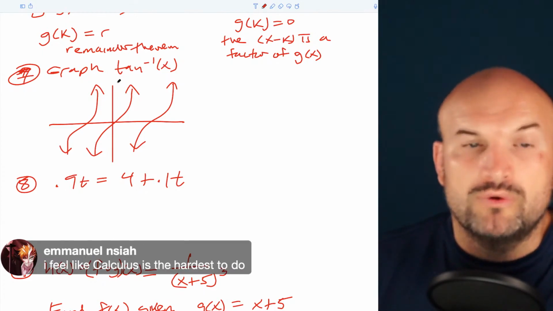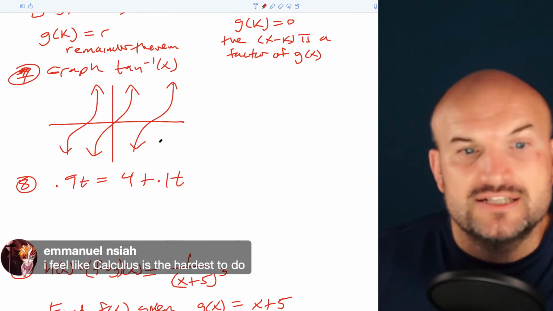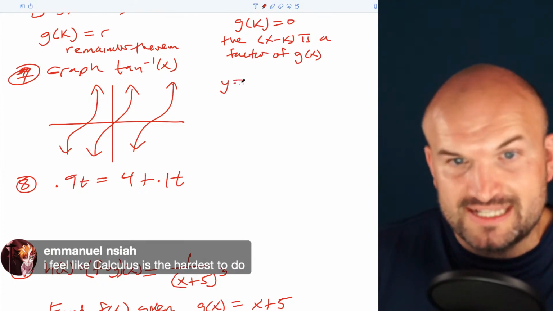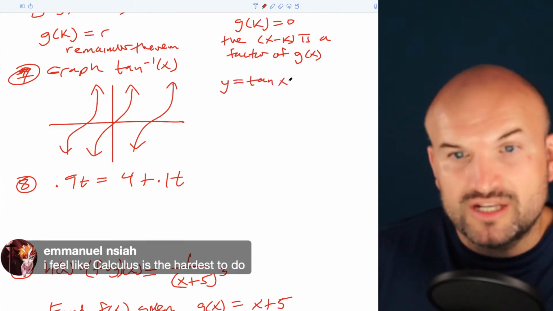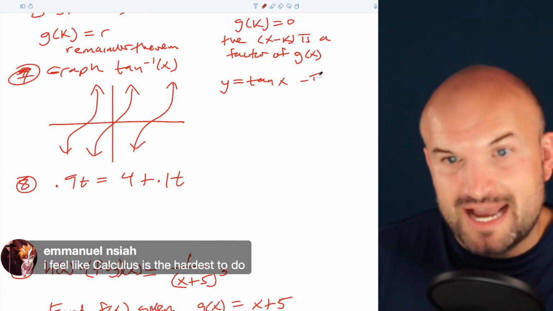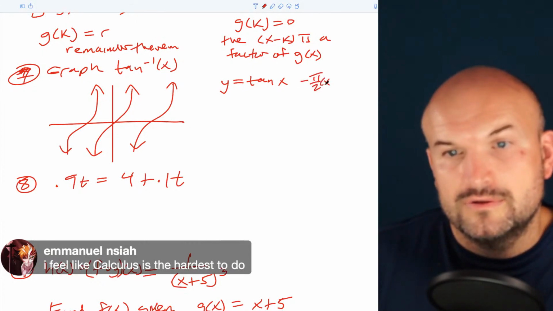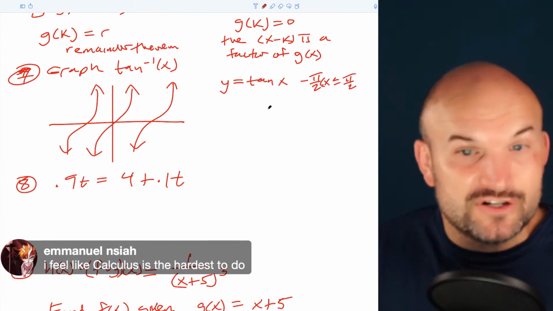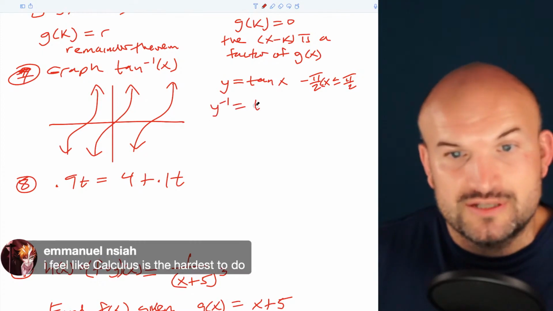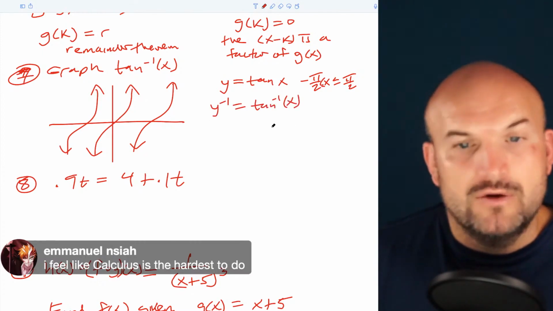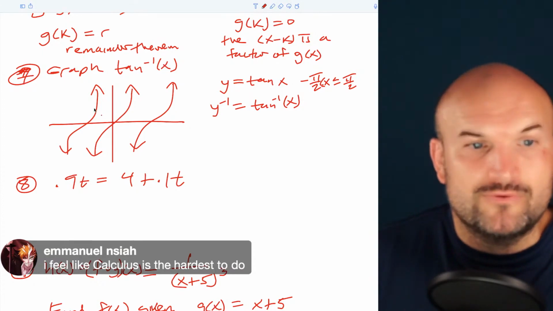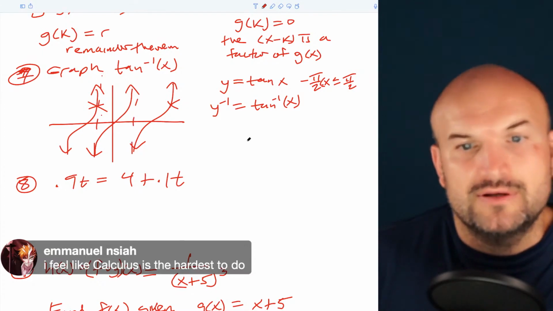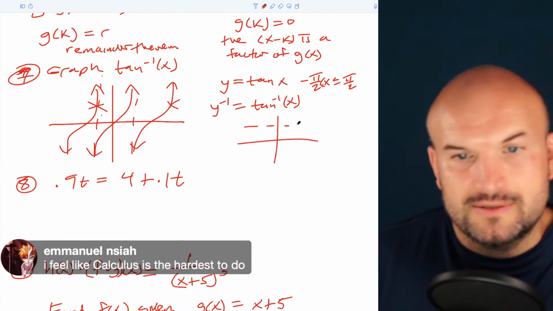So then what do we do? Well, we restrict the domain of tangent of x. We say, all right, we're going to find tangent of x, but we're only going to find tangent of x between negative pi halves and less than or equal to pi halves. So now when I go ahead and find inverse tangent of x, so y inverse equals tangent inverse of x, what that's going to look like is now I'm going to get rid of that and that. It's only going to be between, there's an asymptote here, an asymptote here. So that graph looks like this.